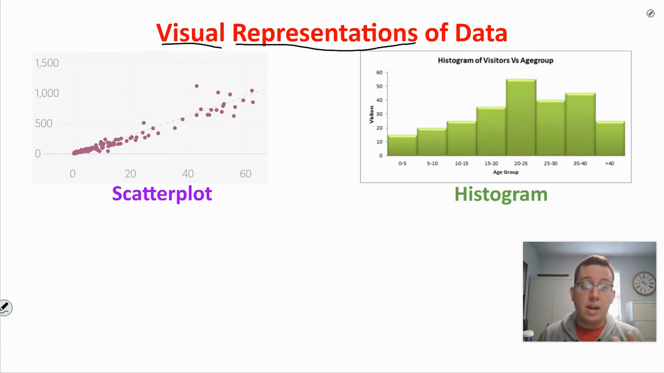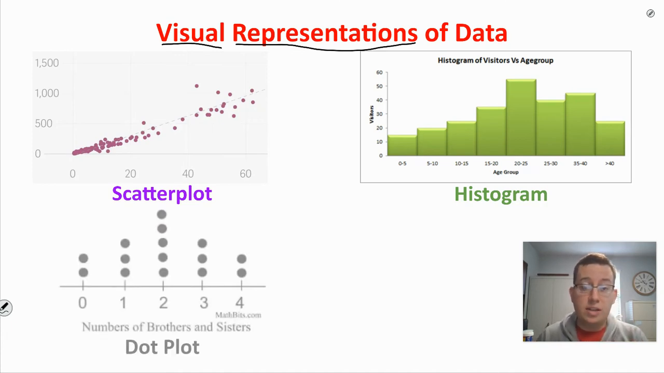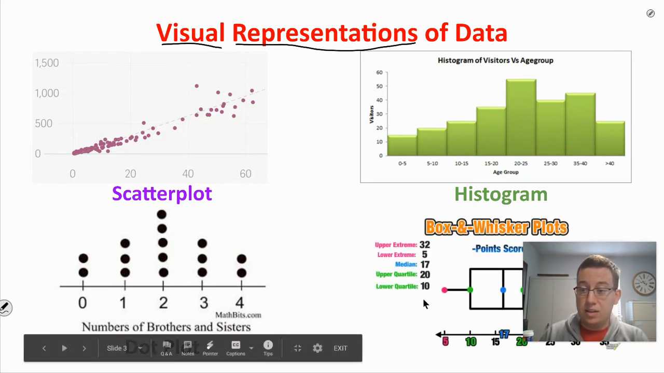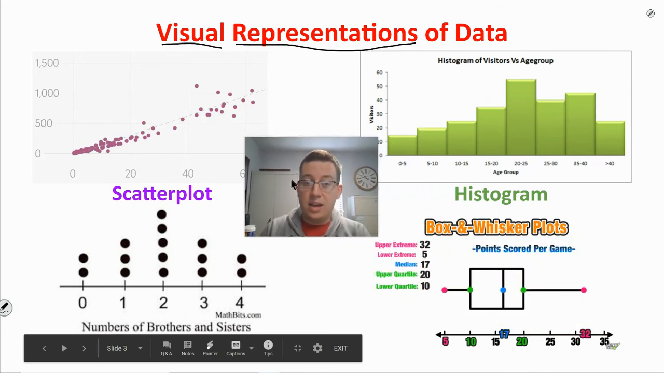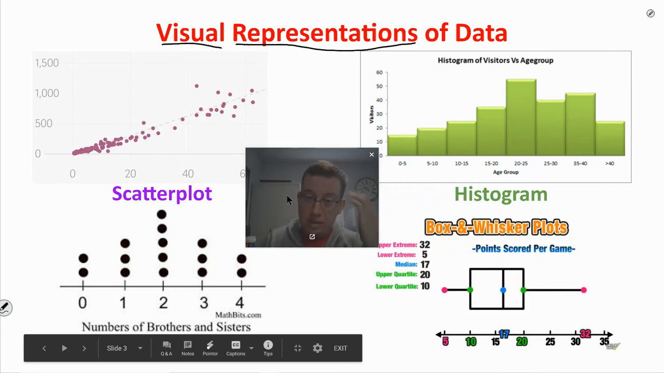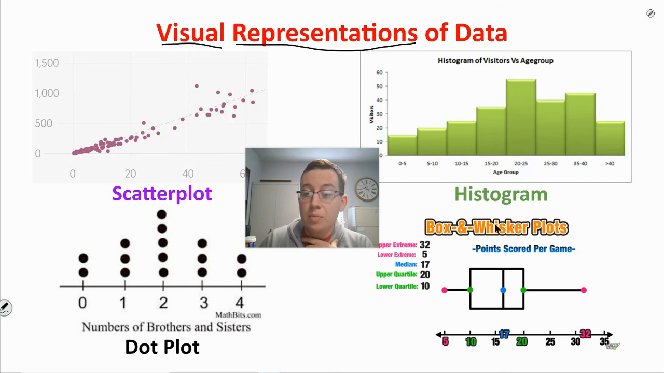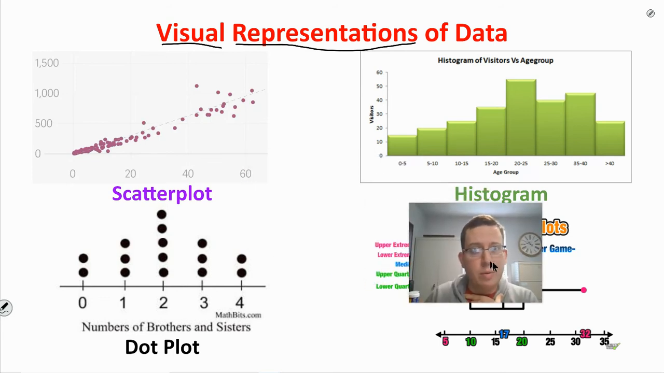Now, there are two more, and we're going to get to all of those by the time e-learning is done. We're going to look at one called a dot plot today, and we'll define that. And the last one we're going to look at is called a box and whisker. We'll get to this one towards the end, or even when we get back.